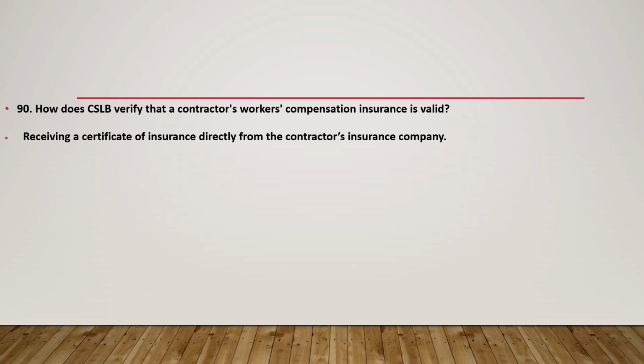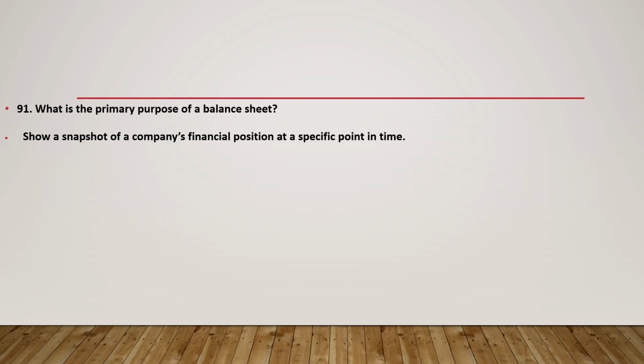90. How does CSLB verify that a contractor's workers' compensation insurance is valid? Receiving a certificate of insurance directly from the contractor's insurance company. 91. What is the primary purpose of a balance sheet? Show a snapshot of a company's financial position at a specific point in time.